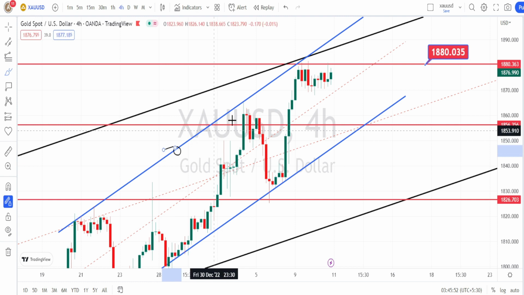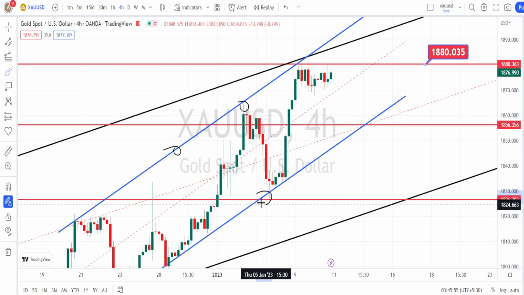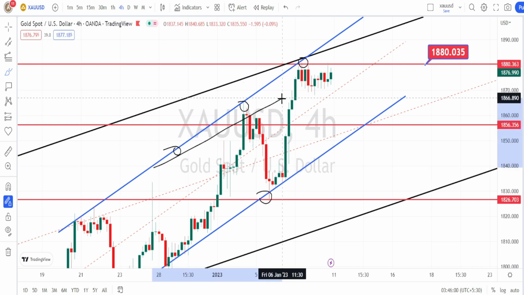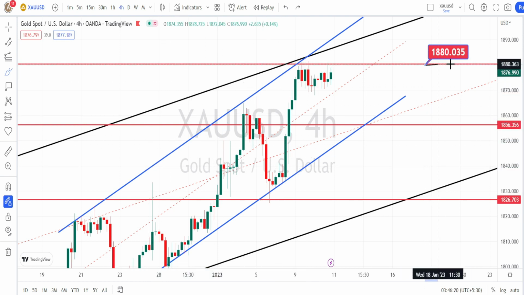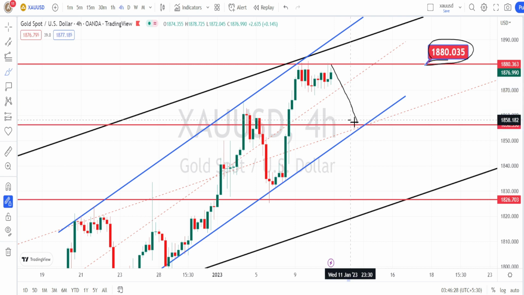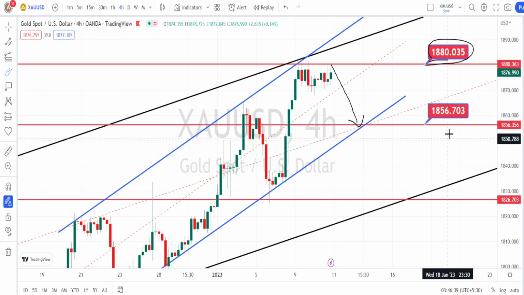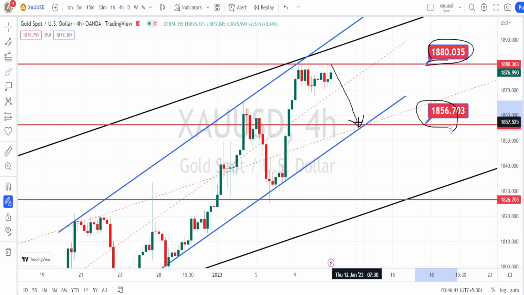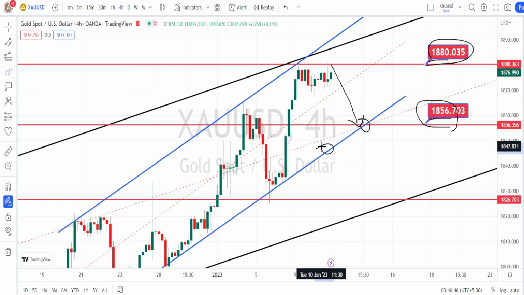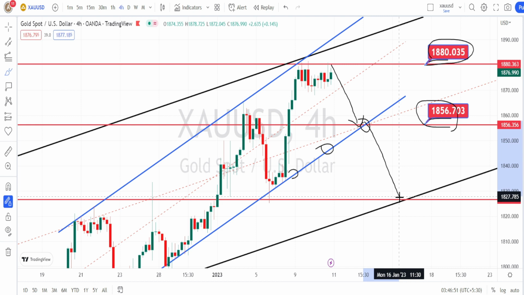So for the 4 hours time frame also, I have drawn a bullish channel pattern, and we can clearly notice that it is testing the resistance line of the bullish channel pattern. And if the price action doesn't manage to break the higher time frame resistance level of 1880, we can expect the bearish side retracement to start, and next level of support is going to be around 1856, and only when the price action breaks this support level of 1856 and the bullish channel pattern trend line or the support line, we can expect a further fall on the bearish side retracement in 4 hours time frame.